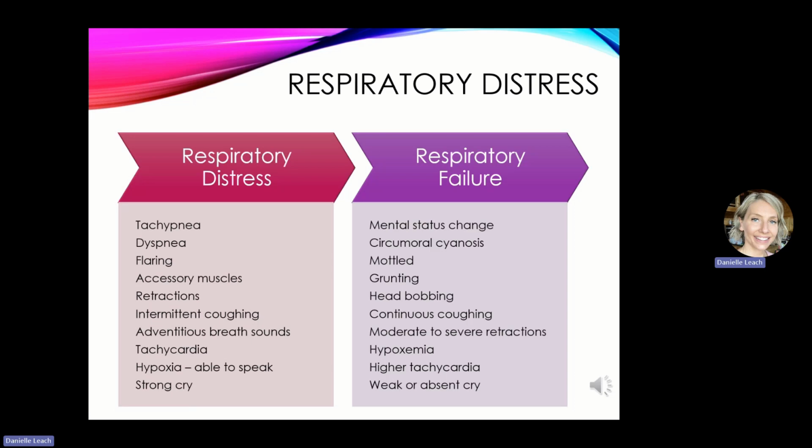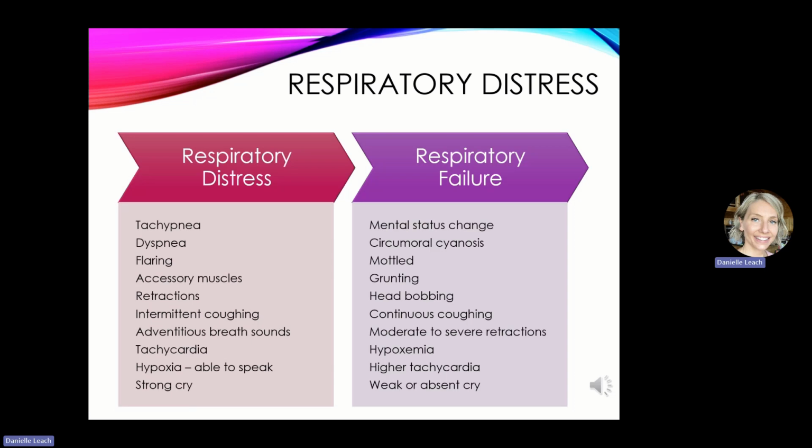Whereas in respiratory failure, we're getting to the point where the child cannot breathe on their own anymore, almost to the point where we're going to have to intubate them. So at this point, their symptoms get a little worse. They might have a mental status change where they are confused, extremely irritable, or possibly extremely lethargic. They could have cyanosis around their mouth or mottled skin color.